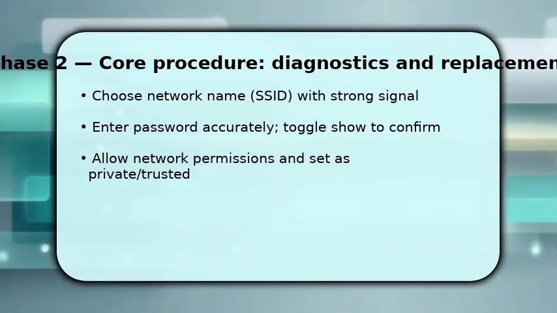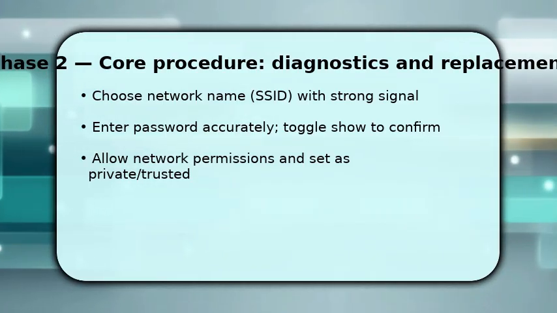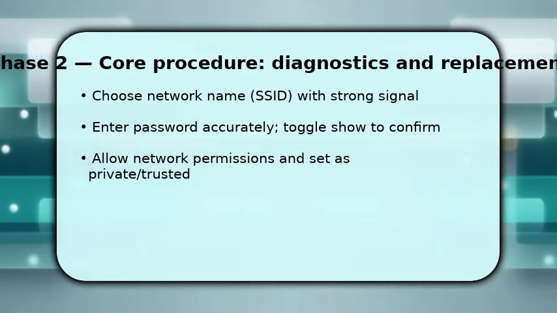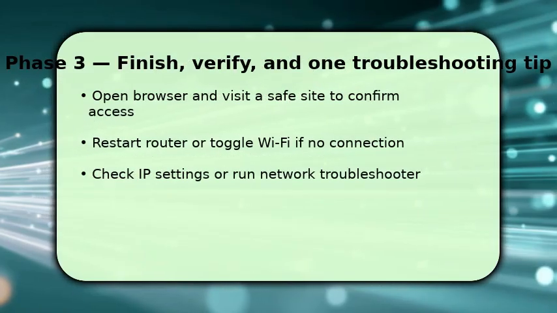After authentication, wait for confirmation. You'll see connected or a check mark. If the connection stalls, try re-entering the password or selecting another nearby network. You finish by verifying access.